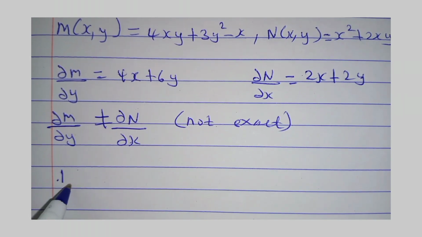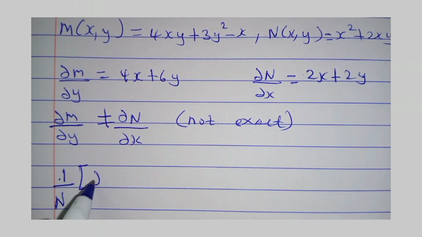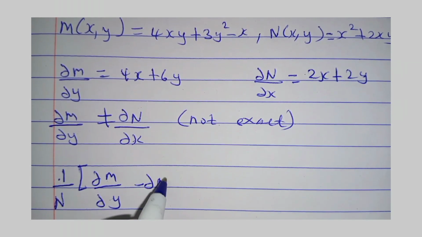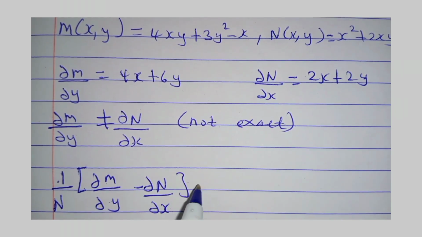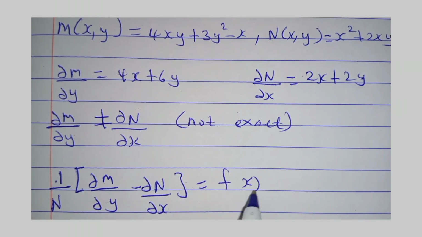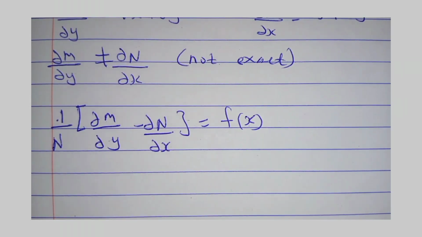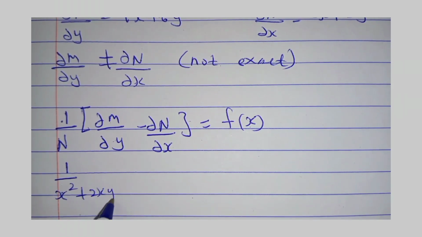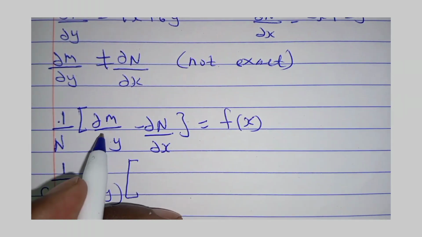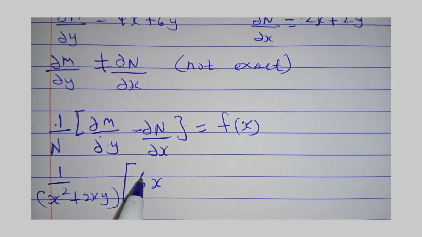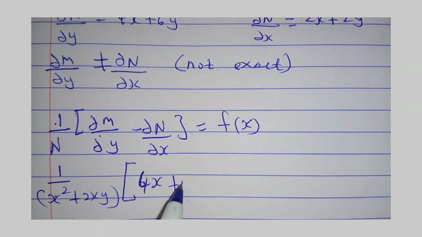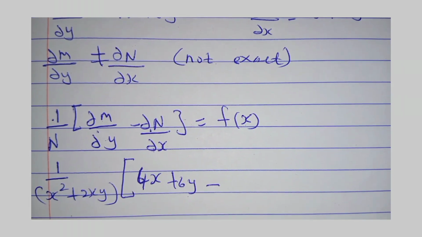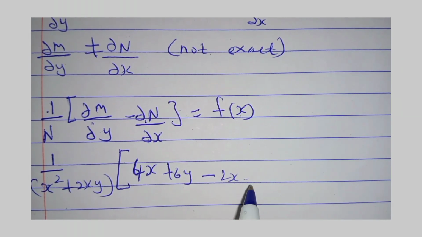The rule tells us 1 divided by N, into bracket, partial derivative of M with respect to y minus partial derivative of N with respect to x, close the bracket. This should give you a function of x. Then we substitute in that formula: 1 over our N, which is x squared plus 2xy, multiplied by the partial derivative of M with respect to y, which we found to be 4x plus 6y, minus the partial derivative of N with respect to x, which we found to be 2x plus 2y.